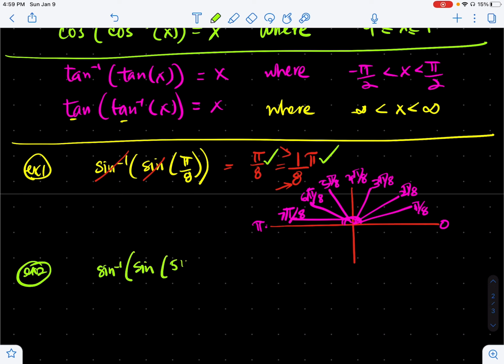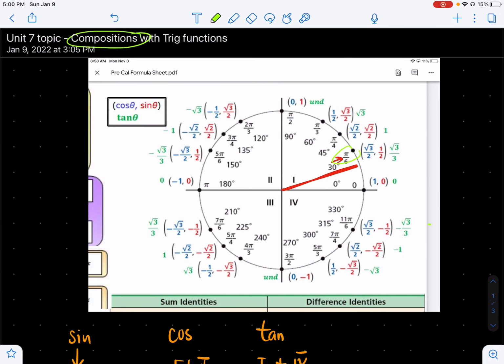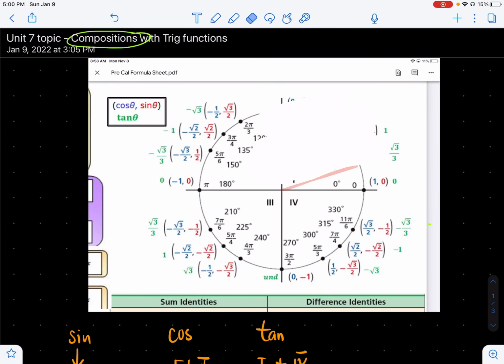Let's say here's my second one. Sine inverse sine 5 pi over 8. And of course, since it's the same inverses, they all cancel. And I end up with 5 pi over 8. Again, always check, is 5 pi over 8 on here? No, we don't have 5 pi over 8 on here. That's when we'll have to draw our own thing.